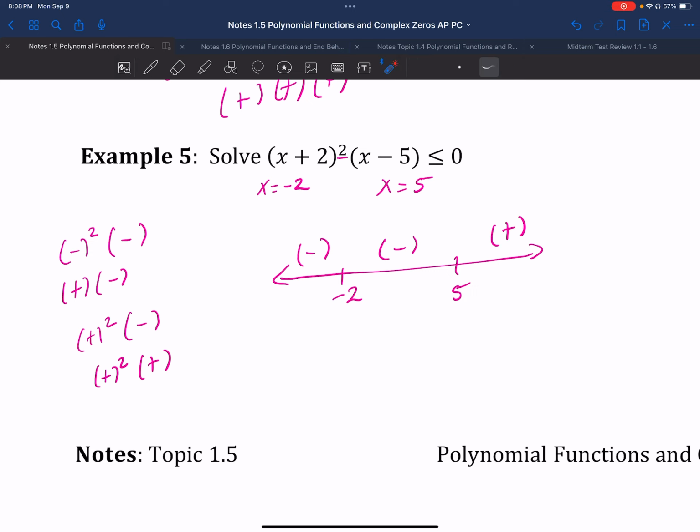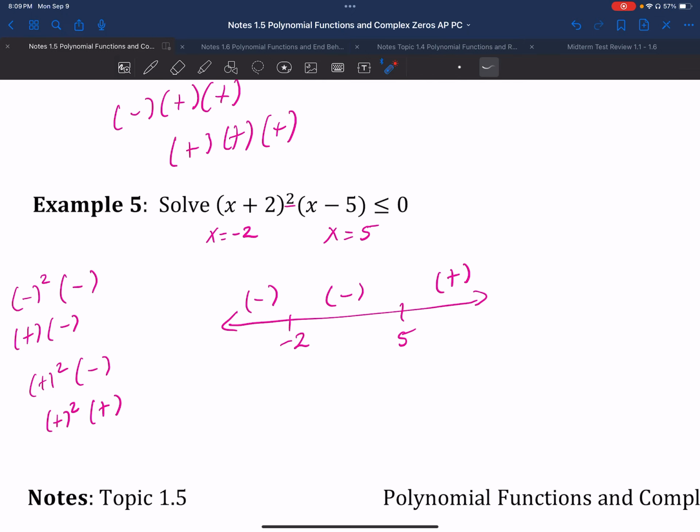If you want to use multiplicities, don't forget this one has a multiplicity of 2, meaning it will not cross the x-axis. It will bounce off, so this one bounces off from the negatives, bounces off of the x-axis and goes back to the negatives. This one has a multiplicity of 1, so it will cross and change from negative into positive. After that, I'm looking at the inequality less than or equal to 0, so I only care about my negatives. So that's what I'm going to look at. Negative infinity all the way to positive 5, and then I can close my interval.